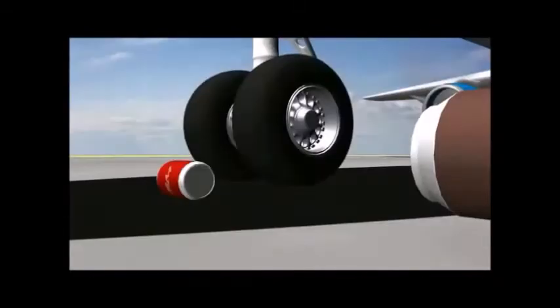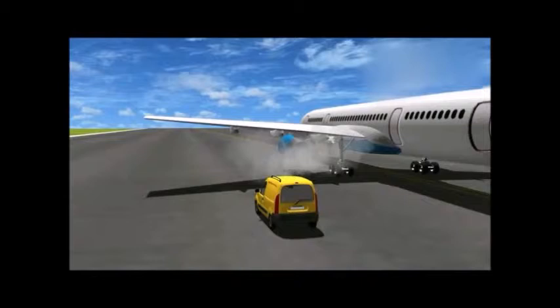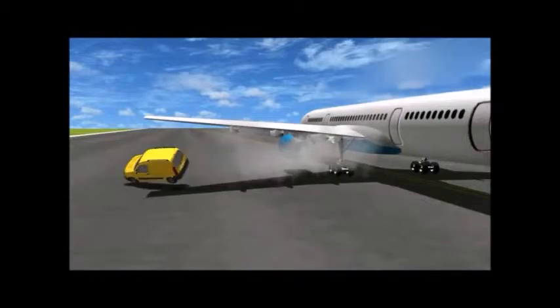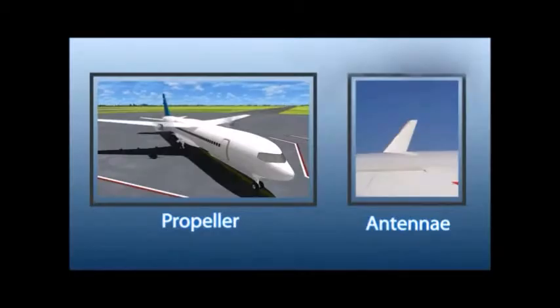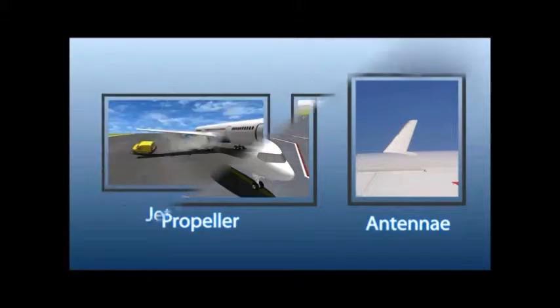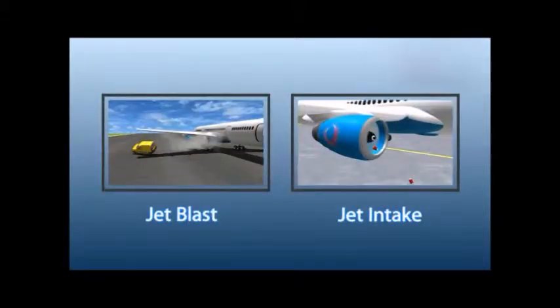Accidents at the airside occur due to aircraft hazards like engine hazards and parts of the aircraft like propellers and antennae. Let us understand each of them in brief. Let us take a look at engine hazards. The most significant engine hazards are jet blast and jet intake.